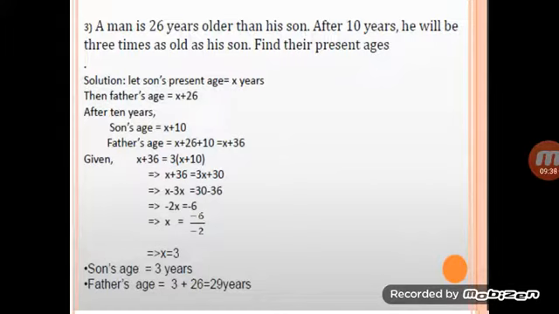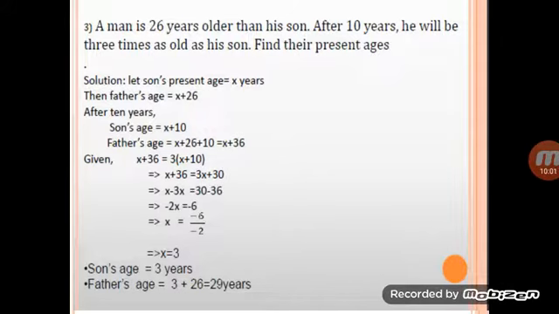Find their present ages. Now, when we have two unknowns involved in the question, we suppose x for the smaller number. As the son is smaller than the man by 26 years, we are going to suppose the son's present age as x years. So the father's age is x plus 26.